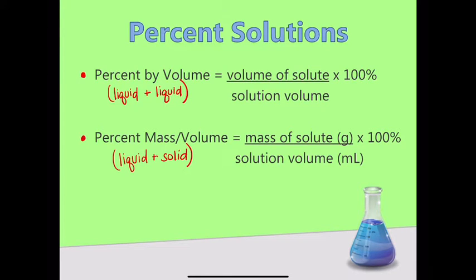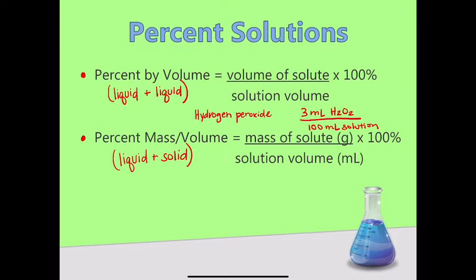So the first one I said, if you have hydrogen peroxide. If you buy hydrogen peroxide at the store, I think I may have used this example the other day, it's like a 3% hydrogen peroxide solution. So that means there's actually 3 milliliters of hydrogen peroxide per 100 milliliters of the total solution.